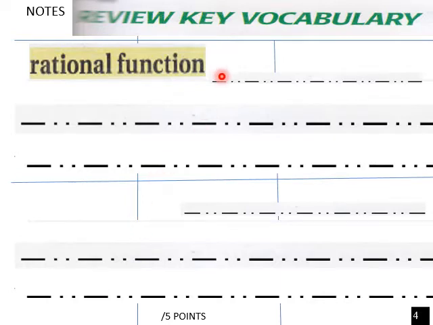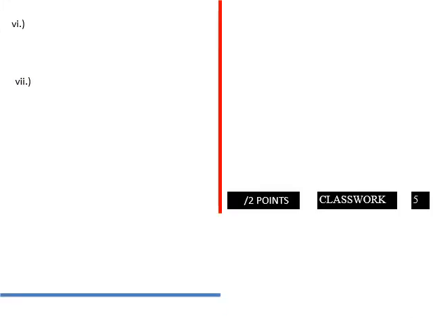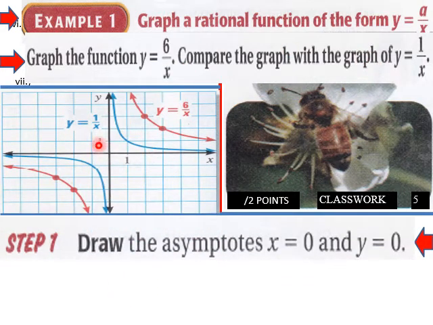Okay, a rational function. Students, in your own words, define rational function. Graph of a rational function in the form y equals a over x. Graph the function y equals 6 over x. Compare the graph with the graph of y equals 1 over x. So here is the 1 over x curve. This is the y equals 6 over x curve, which is extended out further from the parent function here. Draw the asymptotes, which are x equals 0 and y equals 0. So the axes are asymptotes here.